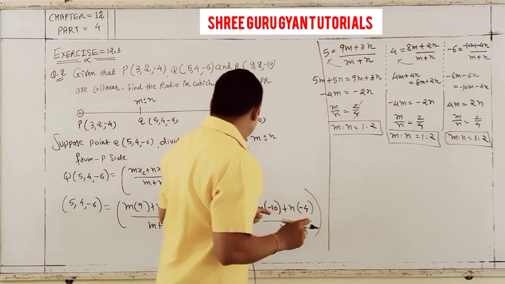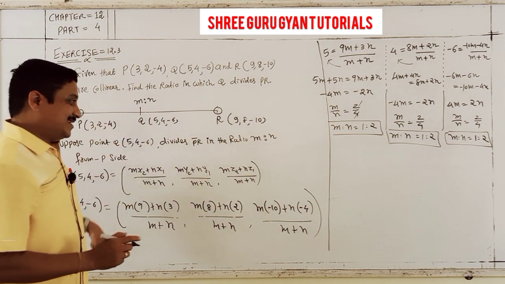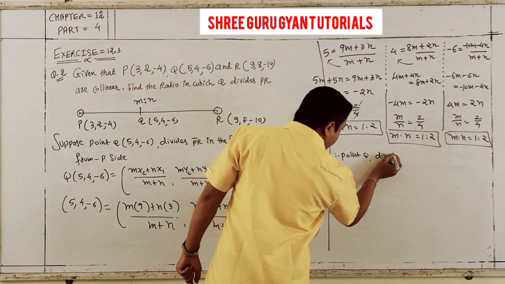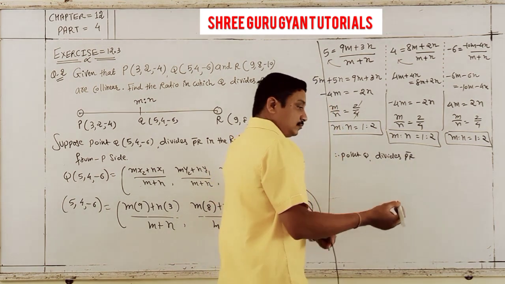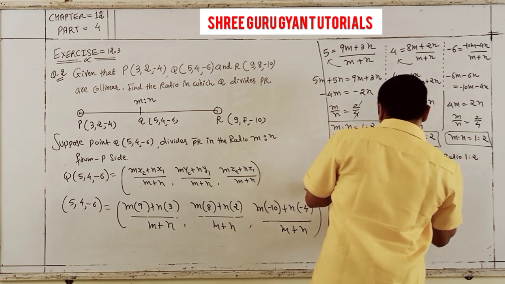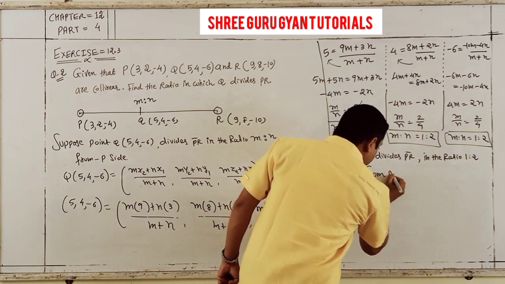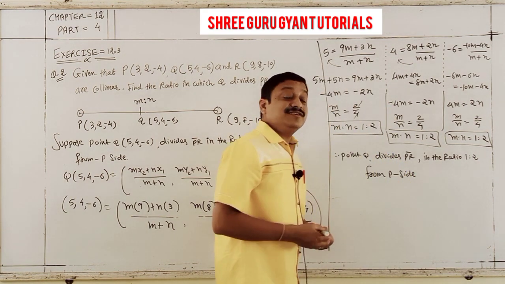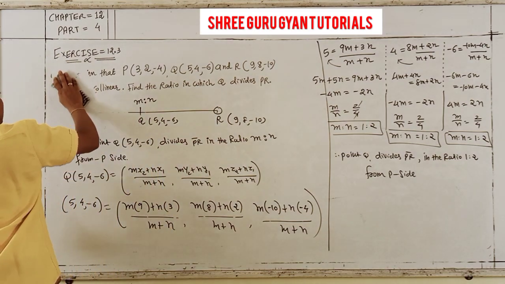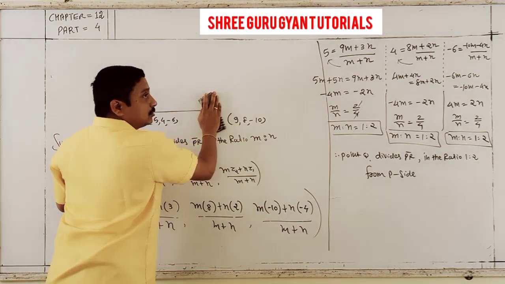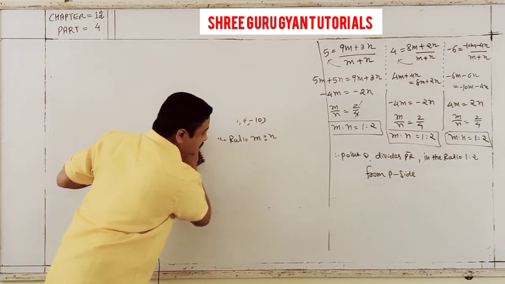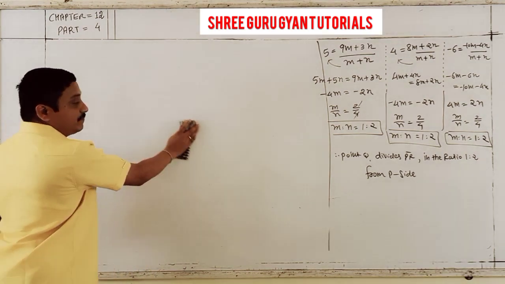It means point Q divides PR. Therefore, point Q divides PR in the ratio 1 is to 2 from the P side, and it is an internal division. Yes students, this second question is easily done. Now I go ahead to the third one. The third is also the same concept, and similarly we go.